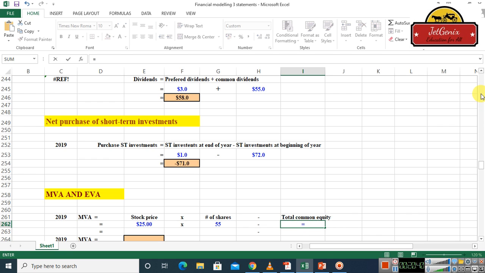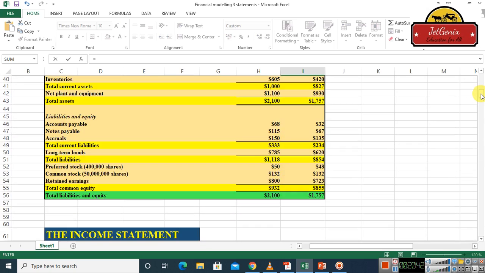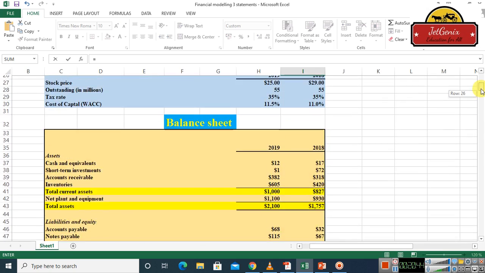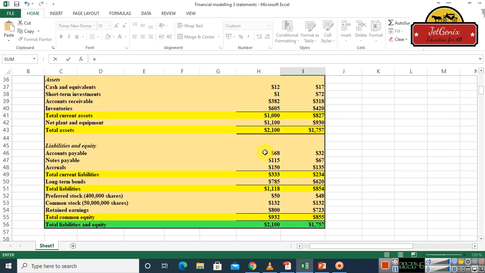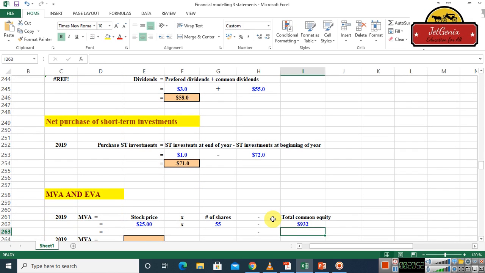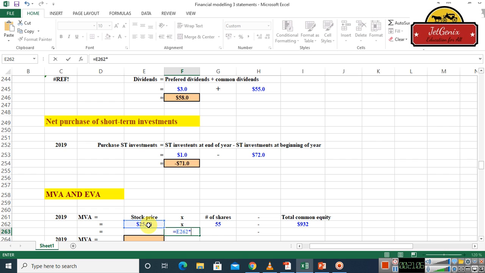Here we will select the total common equity in 2019, which we can find at the end of the balance sheet. This is the balance sheet, so total common equity for 2019 is here. Press enter. Now we will multiply this figure by the number of shares. I'm going to multiply it here: equal, this one multiplied by this one, and press enter.